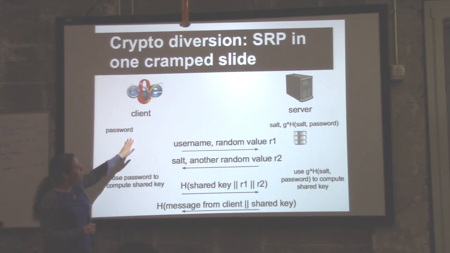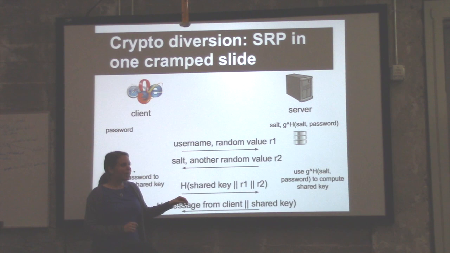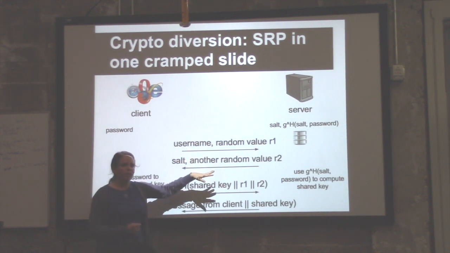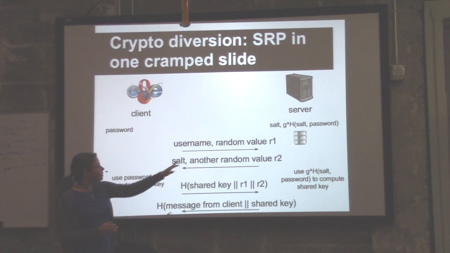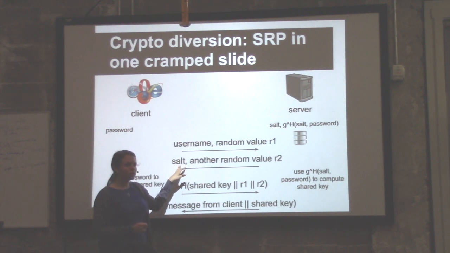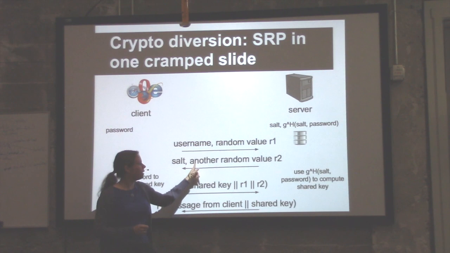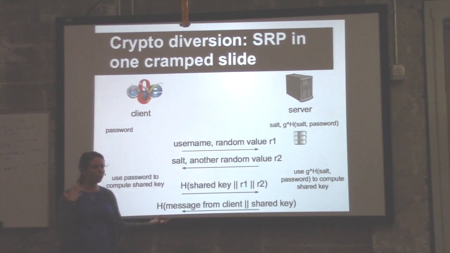So now the client has its password. It goes to log in, and what it sends is the username that it's logging in as and this random challenge value. The server in response says, okay, the salt associated with this username is this, and here is my random challenge value. So both the client and the server pick random challenge values and send them to each other.